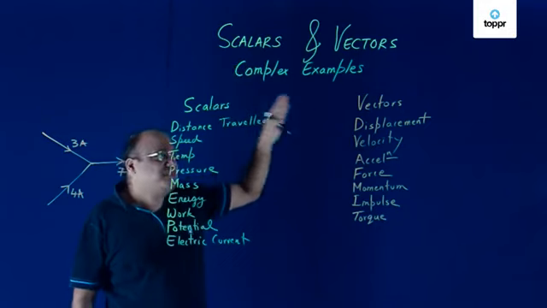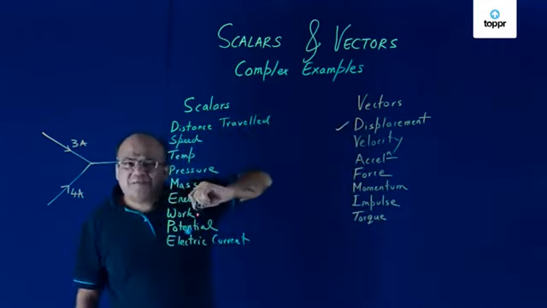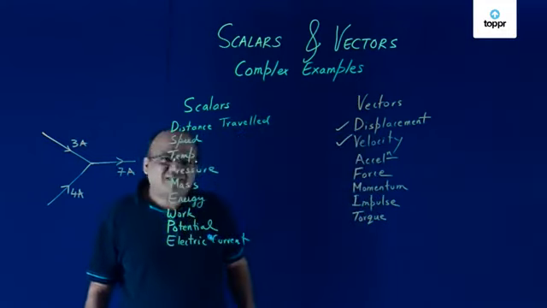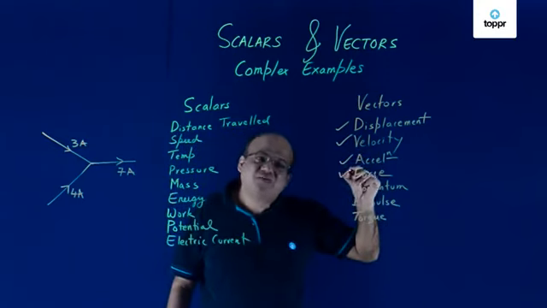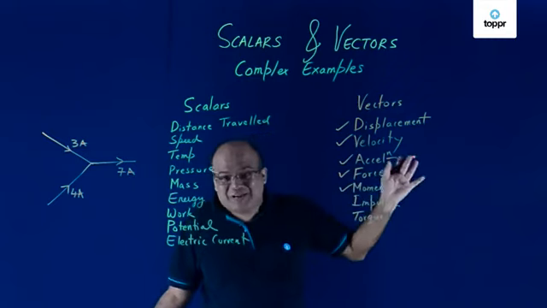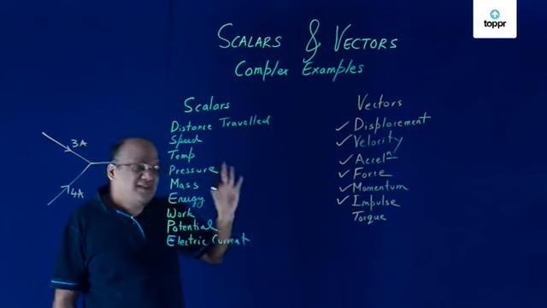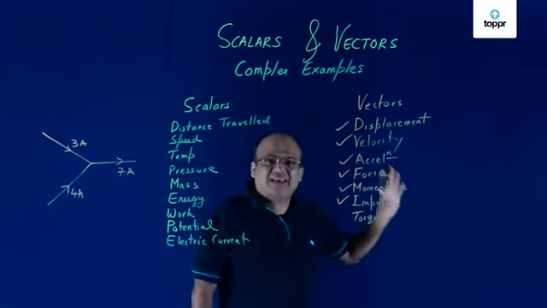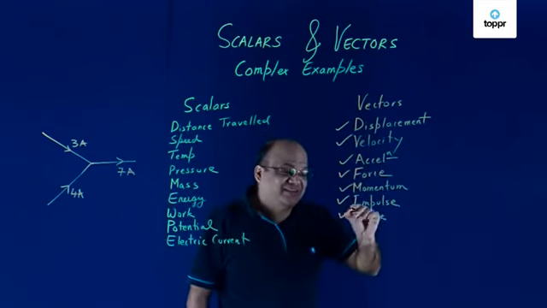So remember these examples systematically, then you'll not forget. Vectors, first you think of displacement. So displacement is a vector. Displacement by time is velocity, that is a vector. Rate of change of velocity is acceleration, acceleration is a vector. Force is mass into acceleration, that is a vector. Mass into velocity is momentum, momentum is a vector. Force into time is impulse, impulse is a vector. Force into perpendicular distance is torque, torque is a vector.